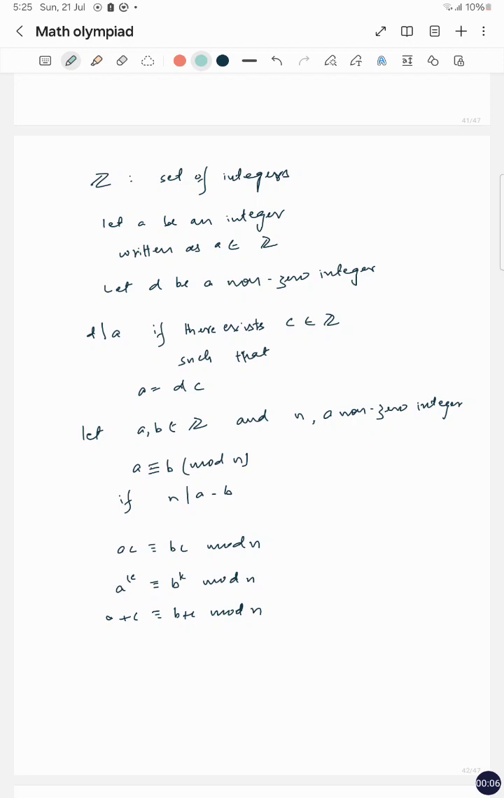The set of integers is denoted by the symbol Z. It's a Z written with a double line here. Let A be an integer, so it's written as A belongs to Z, so this symbol is belongs to. Let D be a non-zero integer, and we say that D divides A if there exists an integer C such that A is equal to DC.